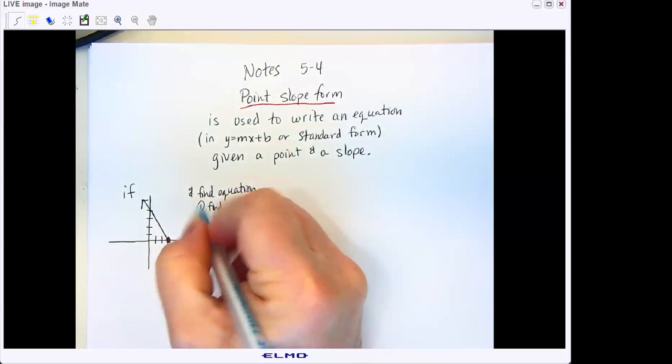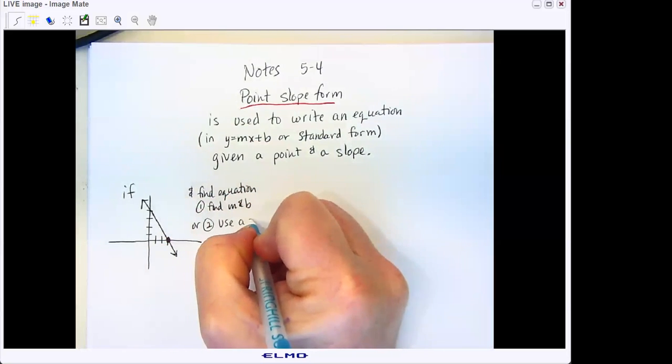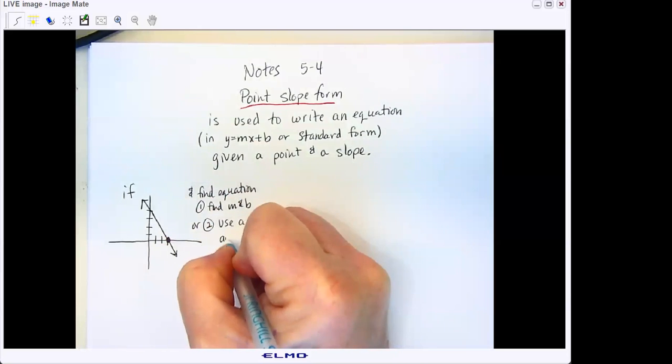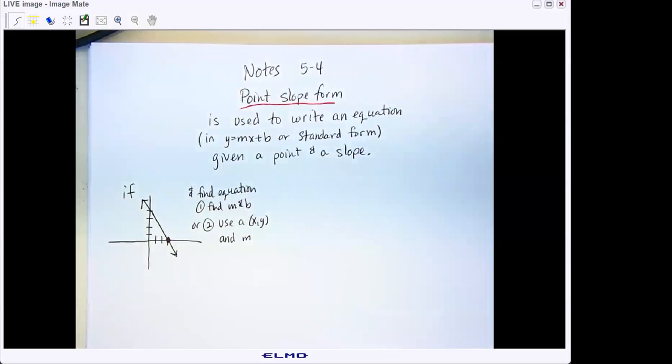Or two, use a point, an x comma y, and m, a slope. So this gives us a different way or method to write an equation of a line. And it really is super easy, and I want to show you.